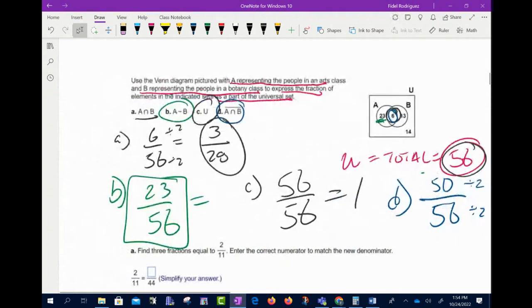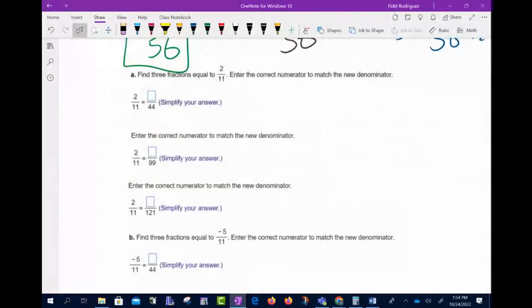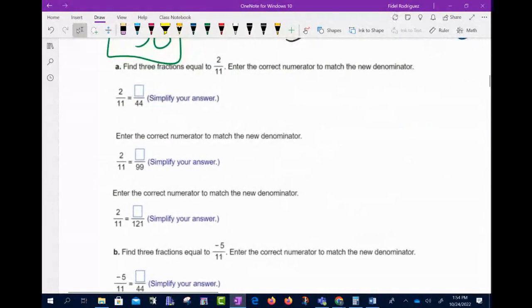All righty. So let me keep moving along here, y'all. For the next part, it says find 3 fractions equal to 2 over 11. Enter the correct numerator to match the new denominator. Okay, y'all, if I was teaching this to kids, I would say, look, y'all, we're going to do something that I call stare and compare, okay? I'm going to look at my 11 and I'm going to look at my 44. And I'm going to say, what did I multiply 11 by to get 44? Hey, we multiplied that by 4. Well, if we do 4 times the bottom number, we've got to do 4 times the top number. That's going to give me an 8.